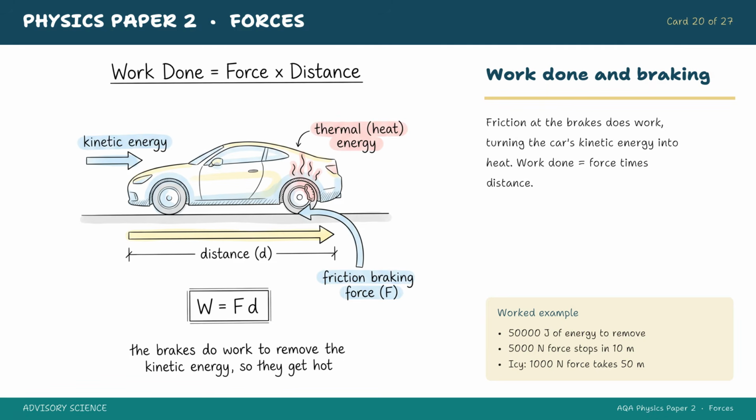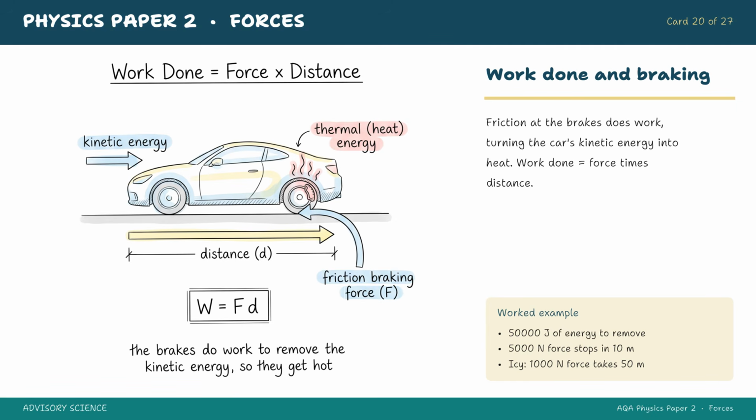And when that car comes to a stop, the energy doesn't just disappear. When the brakes are applied, friction does work and transfers the car's kinetic energy into thermal or heat energy. This is calculated using the formula work done equals force times distance, W equals F times d. Work done is just a physics word for the total amount of energy you need to transfer to bring the car to a stop. To put it simply, work done changes one form of energy into another form of energy.